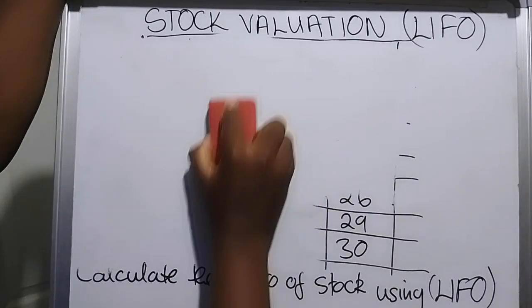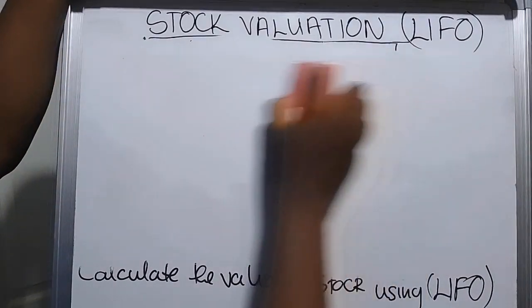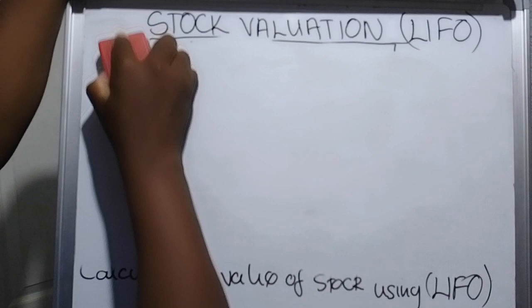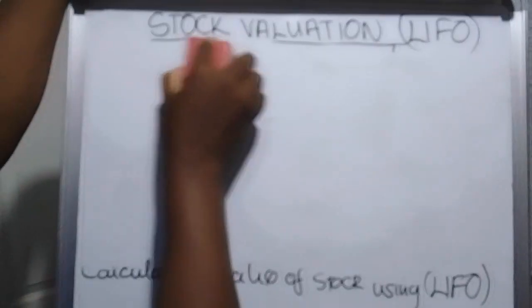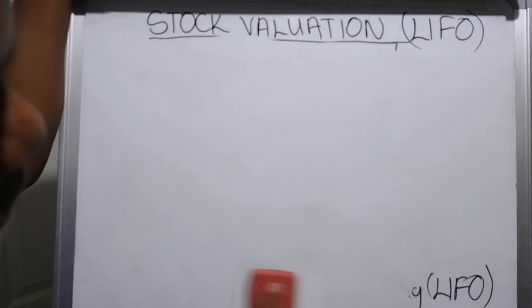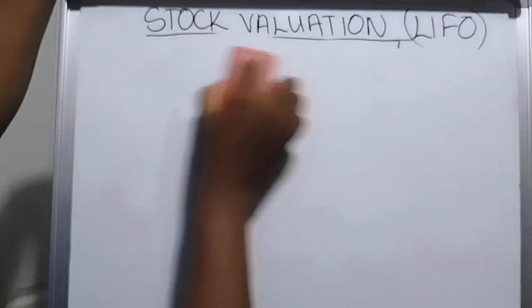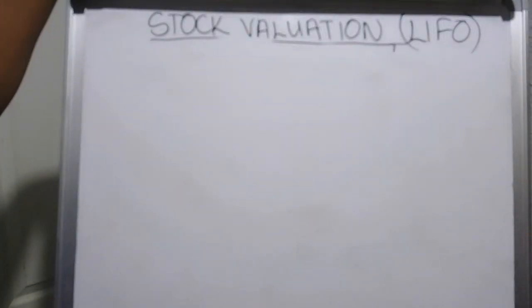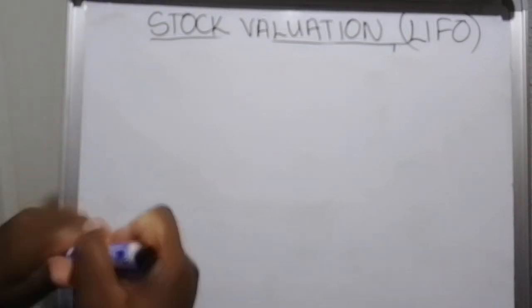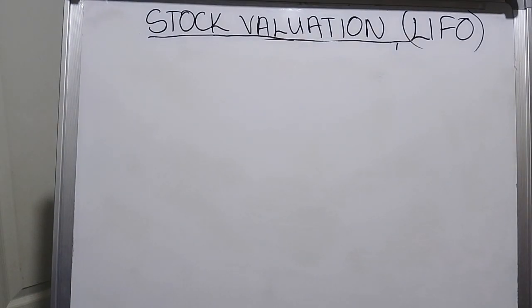The stock valuation methods, the LIFO, FIFO, and average cost, are very important. You have to know them. They are really easy to do, but you have to know them. If you don't know them, they might give you problems. Sometimes they just bring such information as additional information in your statement of financial position or statement of comprehensive income. So if you don't know this, it may pose a challenge to you.